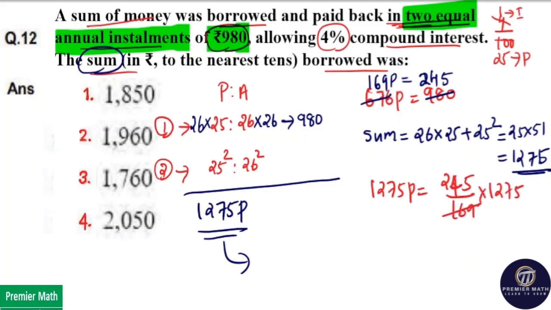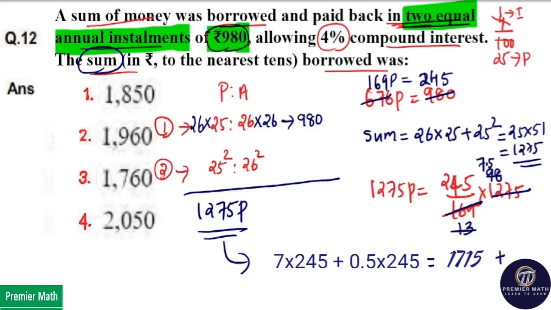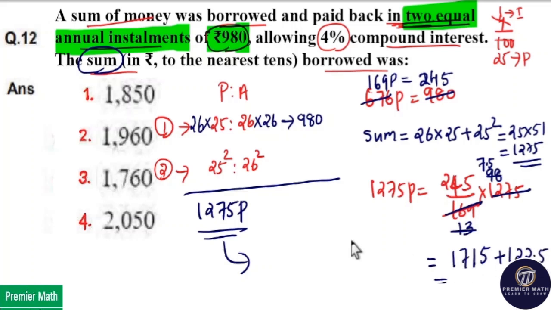Here 13 goes 13 times in 169, and 13 into 10 is 130. So 13 into 9 is 117, remaining 10. So 13 into around 8 is equal to 105. So here again if I cancel with 13, 13 into 7 is 91, remaining 7. So 13 goes around 7.5 times in 98. Now 7.5 into 245 is equal to 1715 plus 122.5. Now this is around 1800. So nearly 1800, which is equal to option 1. So option 1 is your answer.